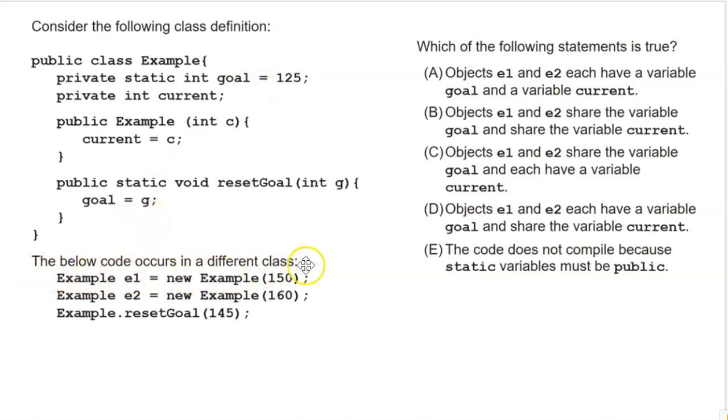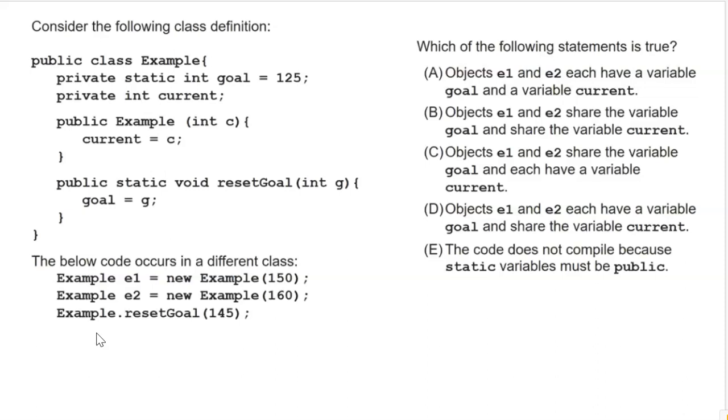So now if we write this code, we make a new example and give it a current value of 150. Then example 2, we construct another example and set the value to 160. Then if we did Example, which is the name of the class, we wouldn't use E1 or E2 here, because remember that static methods are called with class names, not object names. So if we did Example.resetGoal(145), what would be true about this statement?